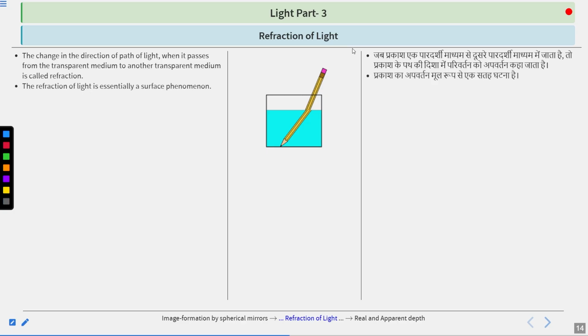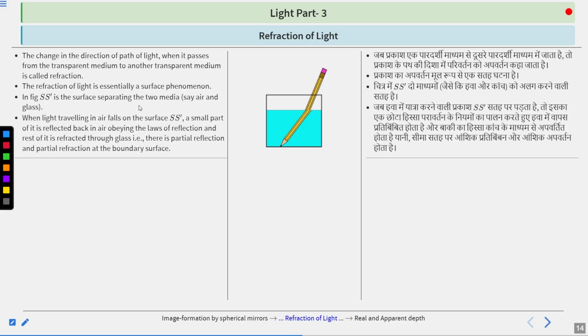The refraction of light is essentially a surface phenomenon that happens because of the interaction of the light rays at the surface of the two mediums. In the figure, the surface separating the two media, say air and glass. When light traveling in air falls on the surface SS', a small part of it is reflected back in air, obeying the laws of reflection. The rest of it is refracted through glass. Therefore, there is partial reflection and partial refraction at the boundary surface.